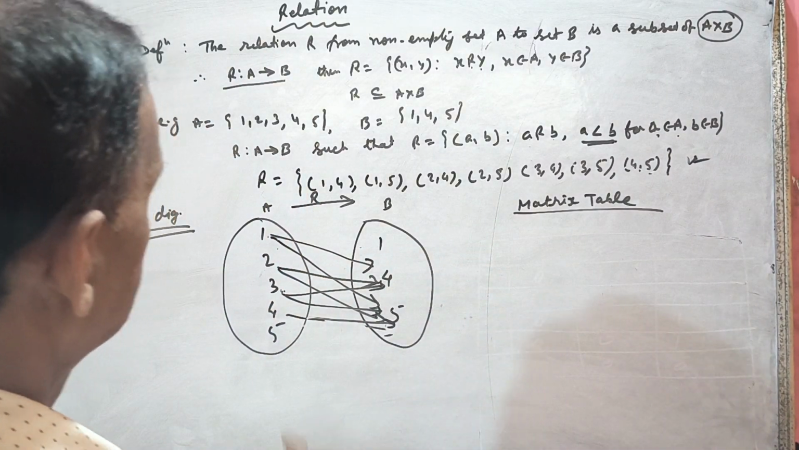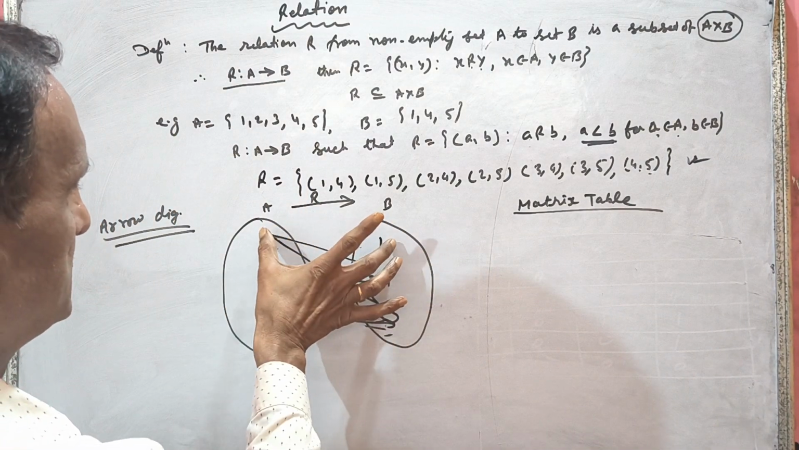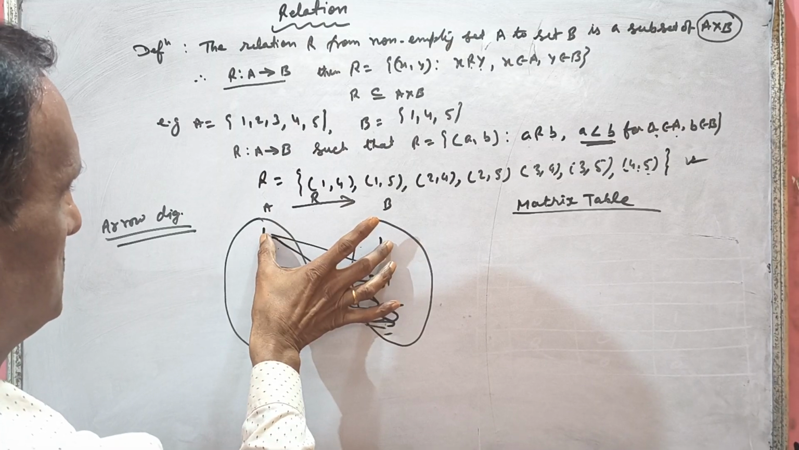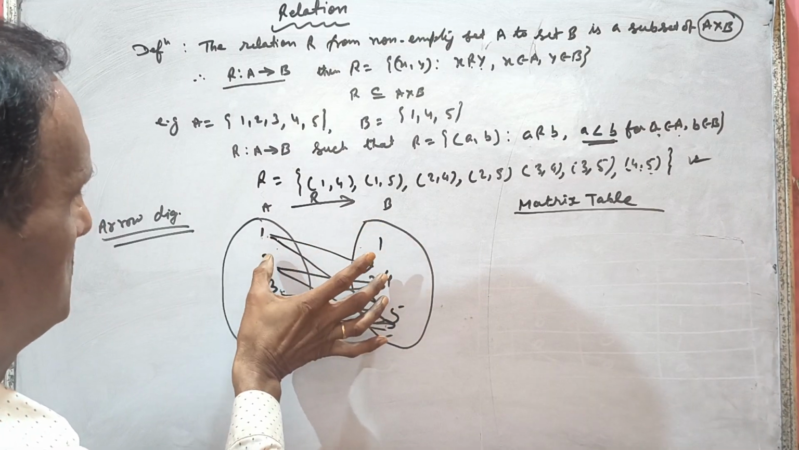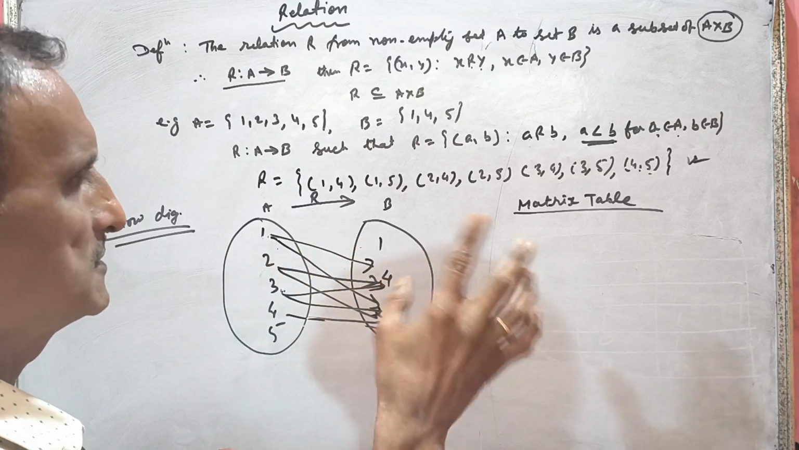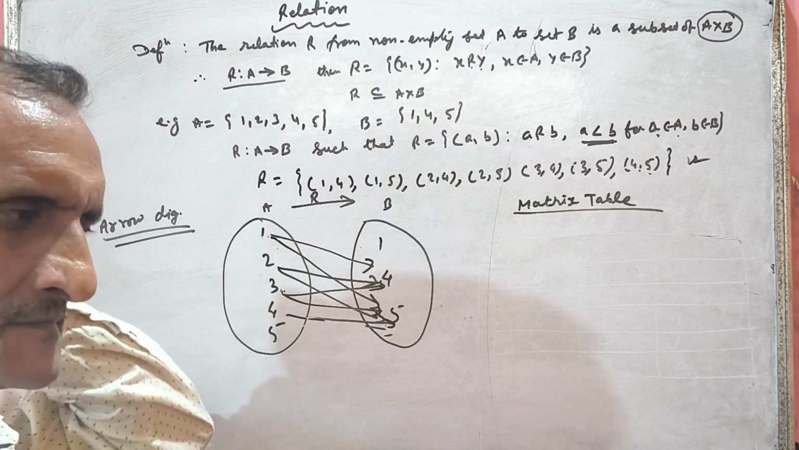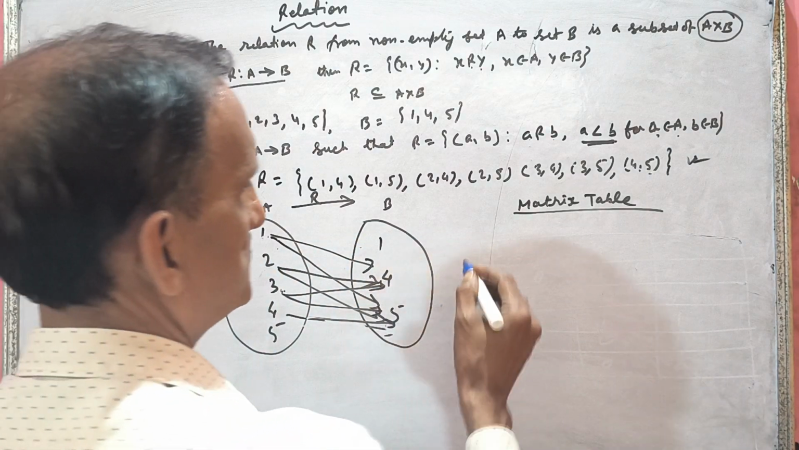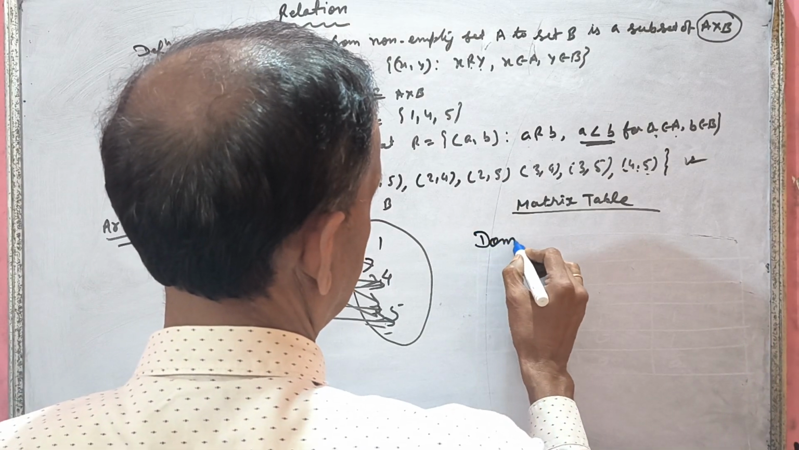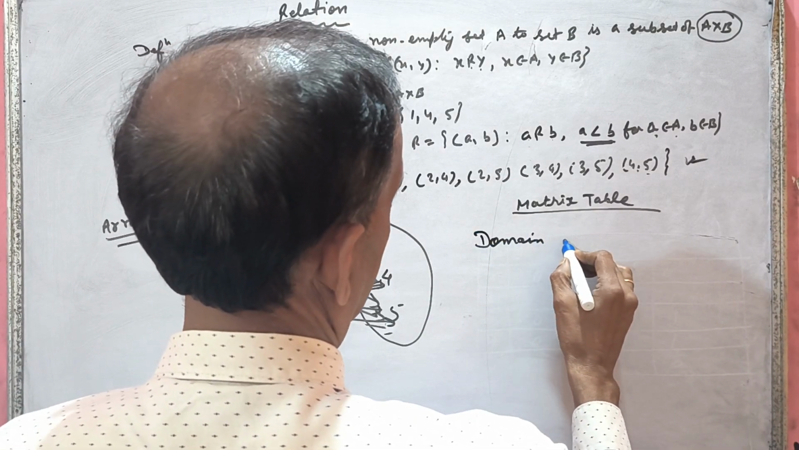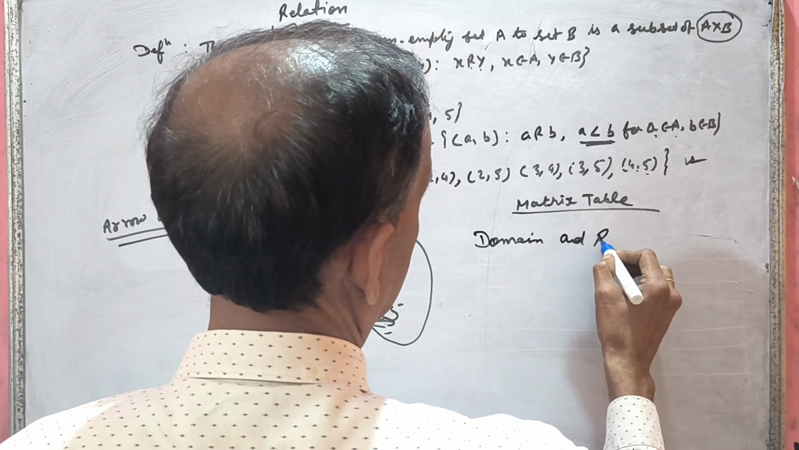Again explanation. In the table write 1 if it is related, and 0 if not related. (1, 1) is 0, for (1, 4) it is 1. 0 1 0 1 only. Then there is another point, domain and range of relation.